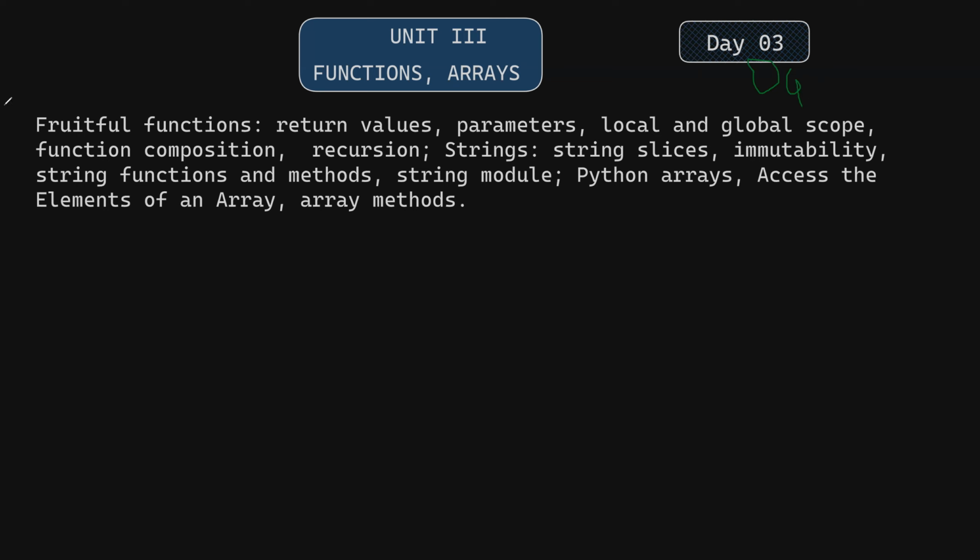So you can see the topics are functions, and in this, fruitful functions. Fruitful functions means that if a function will return something, then that will be a fruitful function. So in that function, we'll use a keyword called return, and then it will return some value. So fruitful functions return values, parameters, what's the use of local variable and global variable.